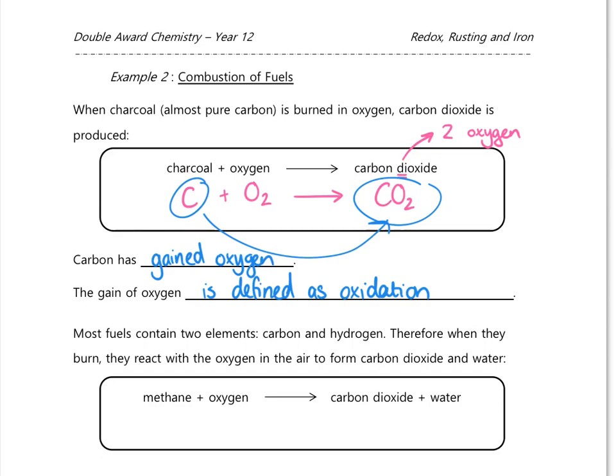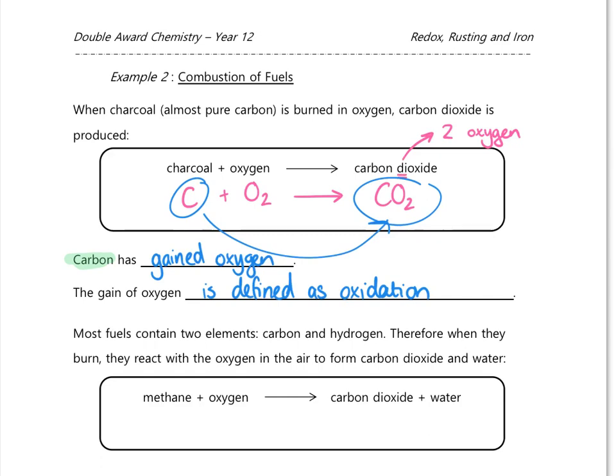So look at how we've structured this answer and learn this format of answer, because it's how we're going to answer all of these questions. So you can see that we've been specific. It's the carbon that has gained oxygen. We don't just say it has gained oxygen. You need to be specific about what has gained oxygen or lost hydrogen or whatever it may be. So carbon has gained oxygen. And then we define that. The gain of oxygen is defined as oxidation. So get into the habit of phrasing it in those ways.